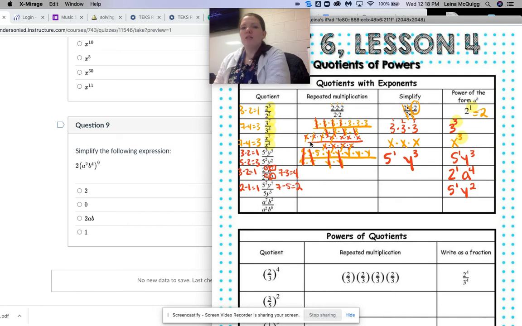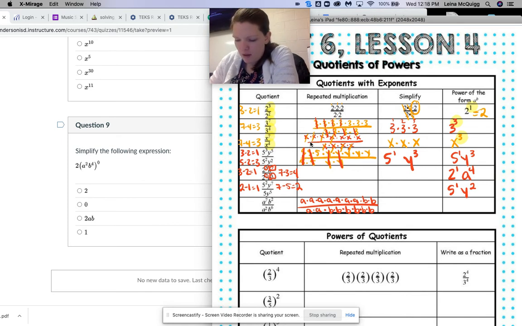Now I want to expand this next one out because it's a little bit different, and I want you to see why. So we'll have a times a times a times a times a times a times a times b, all divided by a times b times b times b times b times b times b. Okay? Let's go ahead and cancel the things out. So a divided by a is 1, a divided by a is 1. Then I have b divided by b and b divided by b.